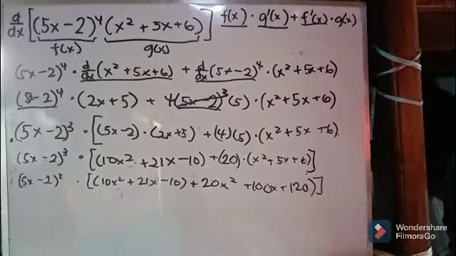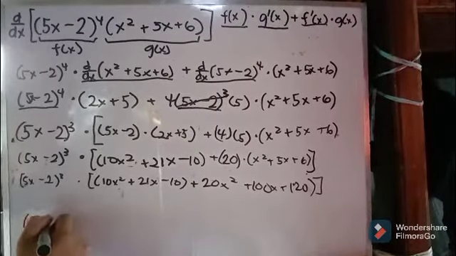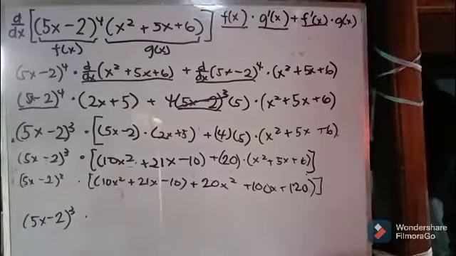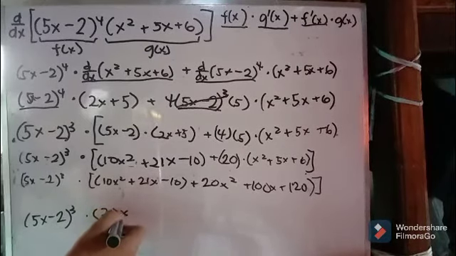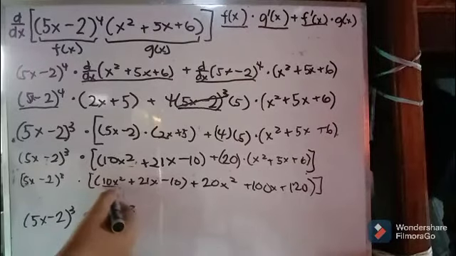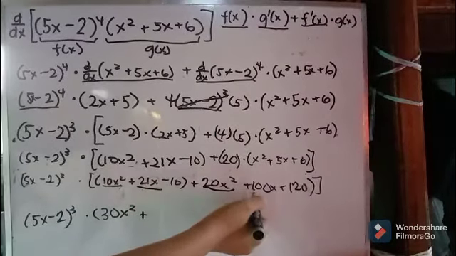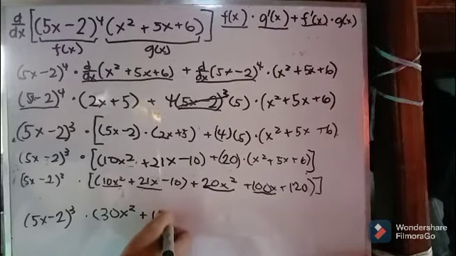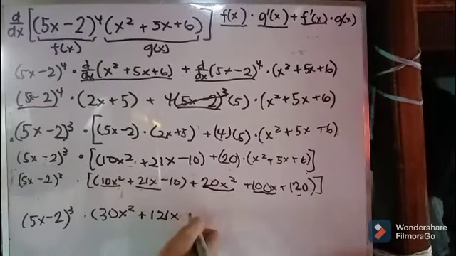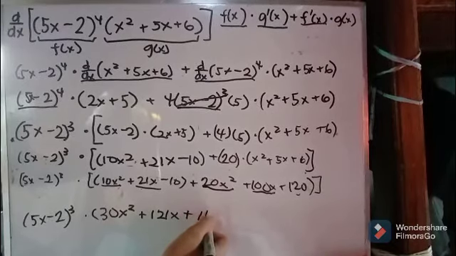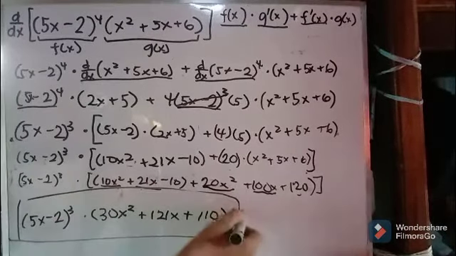So, simplify or add the similar terms. (5x minus 2) raised to 3 multiplied by 30x squared. We add the 10x squared and the 20x squared, so we got 30x squared. Next is the 21x plus 100x, so 121x. And the last is 120 and negative 10. 120 minus 10 is equal to 110. And this is the answer for this term.